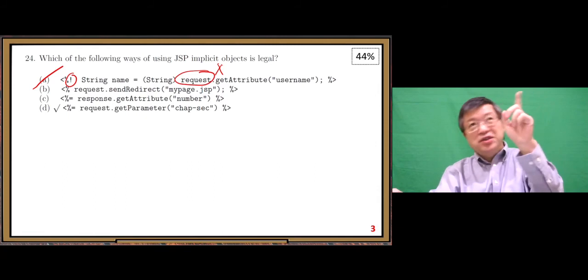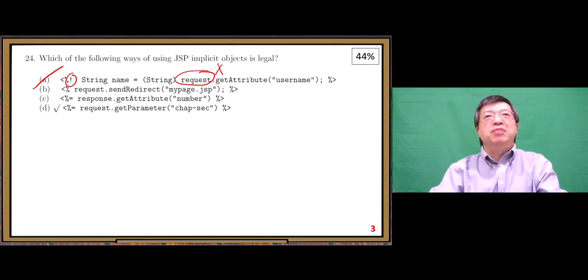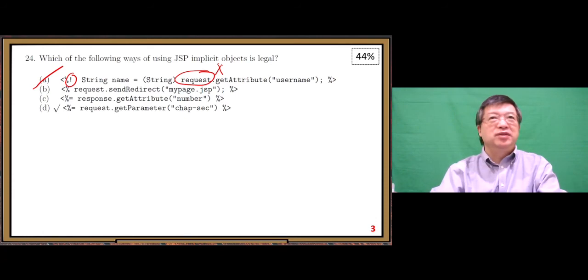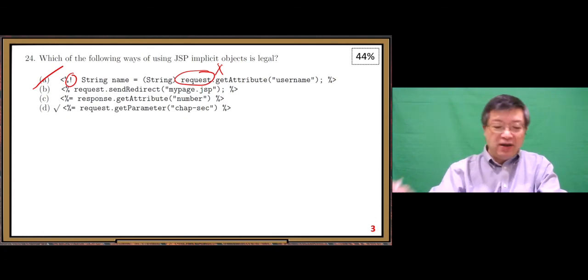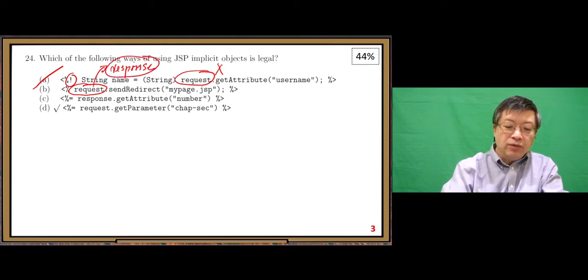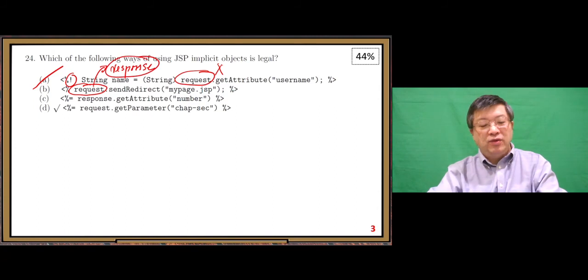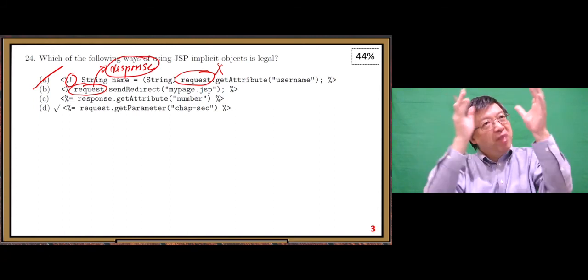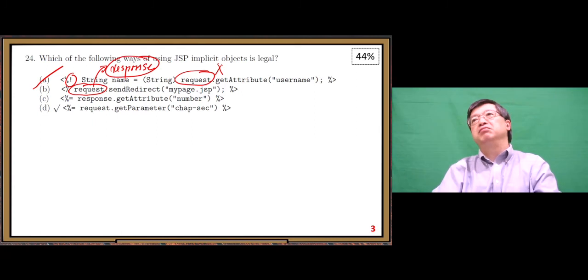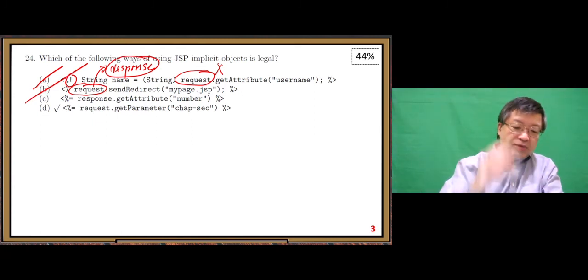B, why is B wrong? Many students couldn't see the problem in B. There is a big problem in B, so many students select B. The reason B is wrong is that this request is wrong. We should use the response implicit object, not request. When you send redirect, you use the response object to send, not the request object. So that's why option B is wrong.